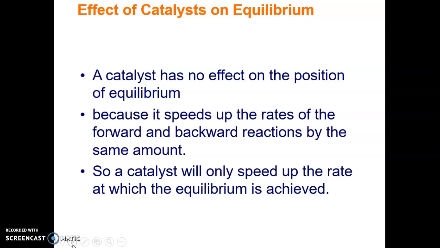What about the catalyst? Now, if you think about it, we've got a reaction which is reversible. It's got two parts. There's a forward reaction and there's a reverse reaction. A catalyst just speeds up the rate at which the equilibrium is established, because it speeds up the forward as well as the reverse reaction. And because both reactions are increased by the same rate or the same amount, the catalyst has no effect on the position of equilibrium. It just speeds up the rate at which that equilibrium is established.